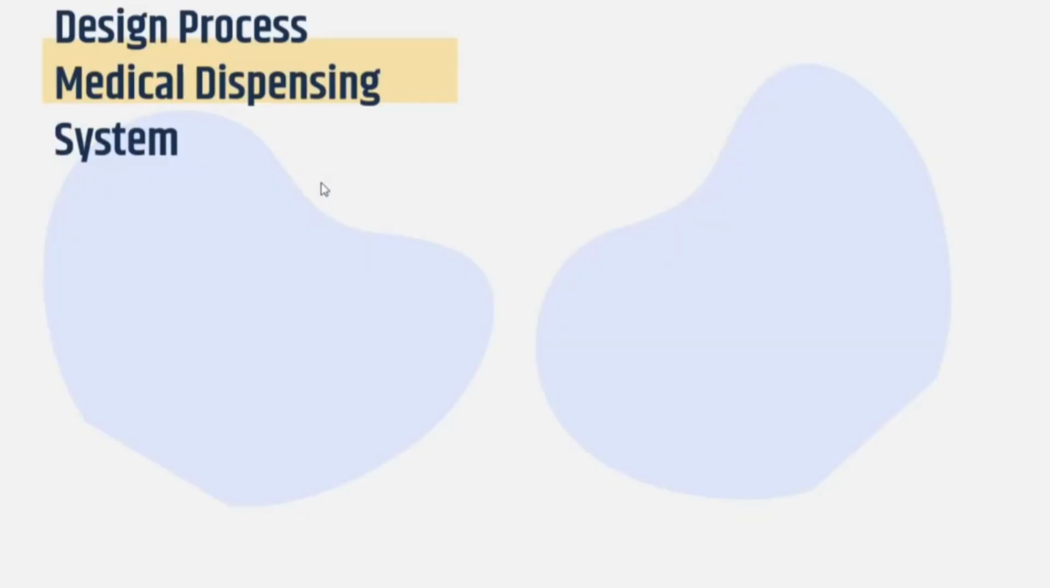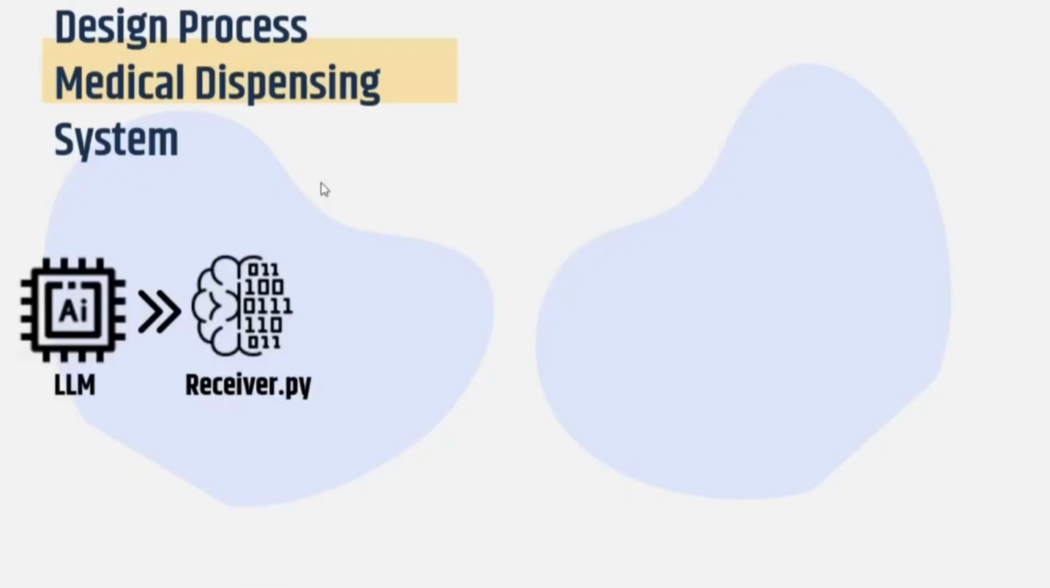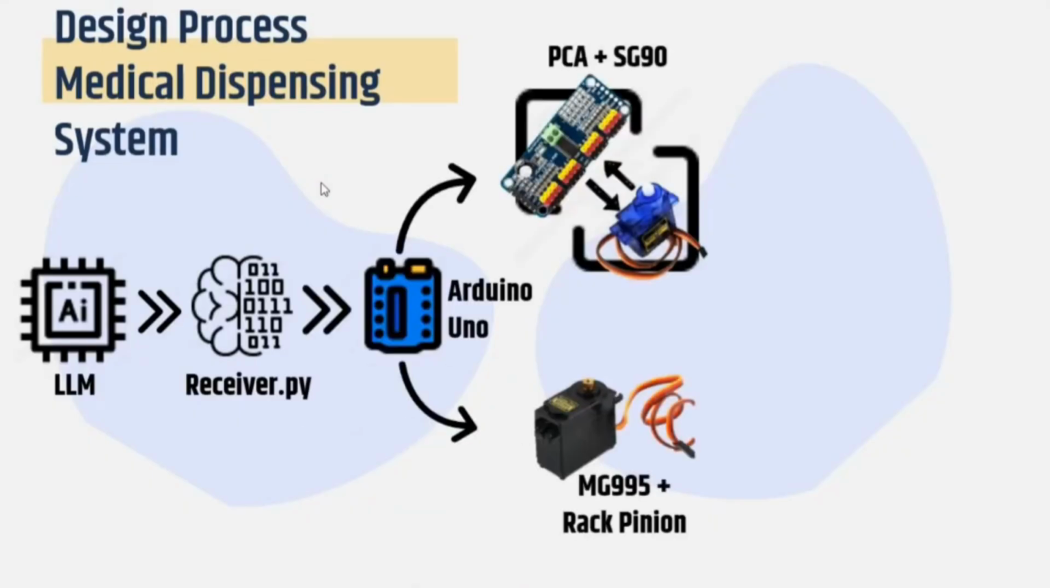You might wonder, how does this system work, right? It is a system that highly relies on real-time communication and the close connection between the LLM and the system. In an emergency situation where a medical kit is needed, the system will automatically dispense the required items through the cooperation between the PCA9685 module and the SG90 servo motor. These items are collected inside the baskets.